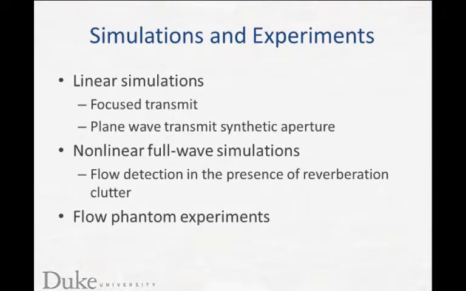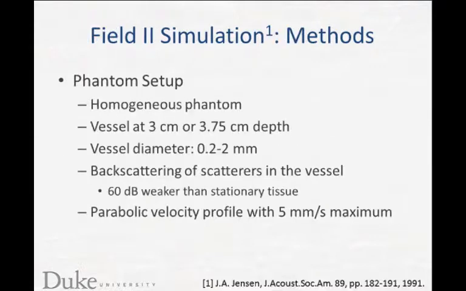So linear and nonlinear simulations are done to study the performance of CFPD under different environments, and we have a phantom experiment. In the linear simulations, we used Field II to simulate a homogeneous phantom with a vessel centered at 3 or 3.7 centimeter depth. The vessel diameter varies from 0.2 to 2 millimeters. Blood signal is simulated with scatterers that have scattering amplitude that are 16 dB weaker than stationary tissue. And the scatterers inside the vessel move with a parabolic velocity profile with a 5 millimeter per second maximum at the center.